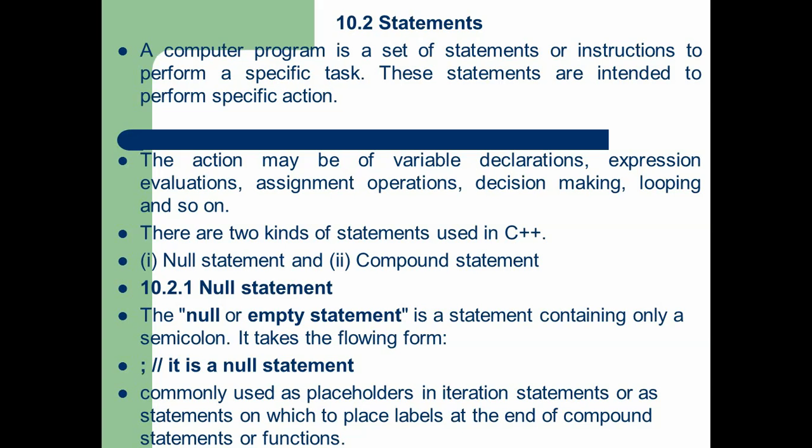There are two kinds of statements used in C++. One is the null statement. Another one is the compound statement. What is a null statement? Null means empty, blank. It is a statement containing only a semicolon.